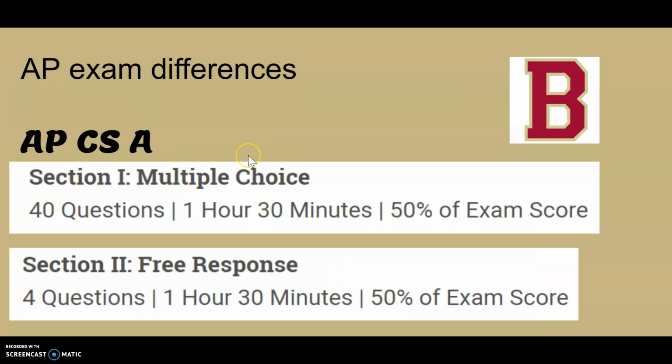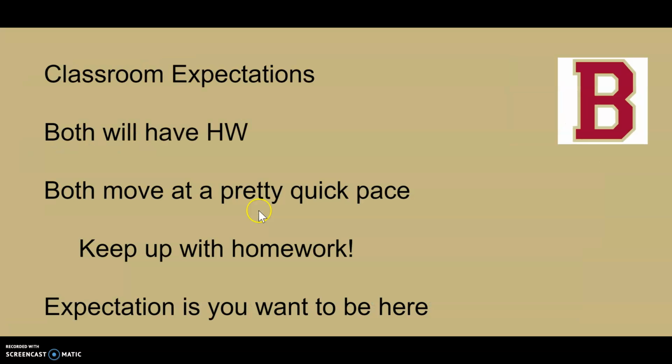Now the A class, the Java class, is more of a traditional AP exam where it's divided up into 2 different sections. You have 40 multiple choice questions, and then you have 4 free response questions where you are given a particular scenario or problem to solve, and then you're going to be writing by hand, not compiling it on the computer, what the solution would be in Java. But like I said, it's not compiled. The whole exam is on paper.